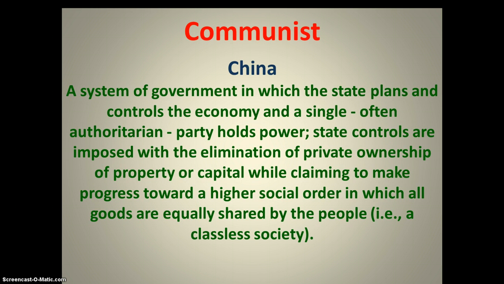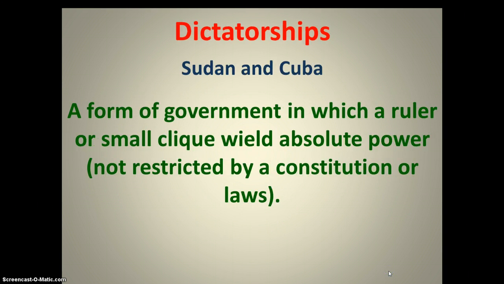Communist. China has a communist system of government, which you all know from world geography, world history, and it's, you can read it. Sudan and Cuba are dictatorships, while South Sudan, they had a civil war, so this is a little bit outdated. A form of government in which a ruler or small clique wield absolute power. It's not restricted by a constitution or laws.